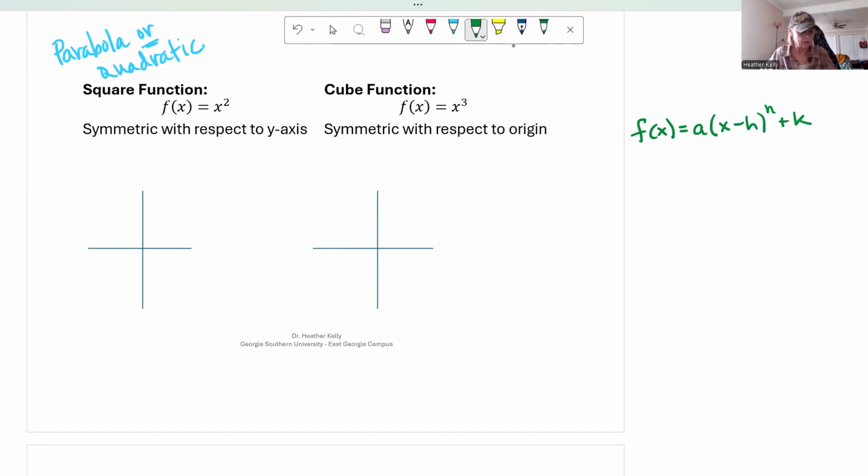I'm going to look back here and see. Yes, I have.